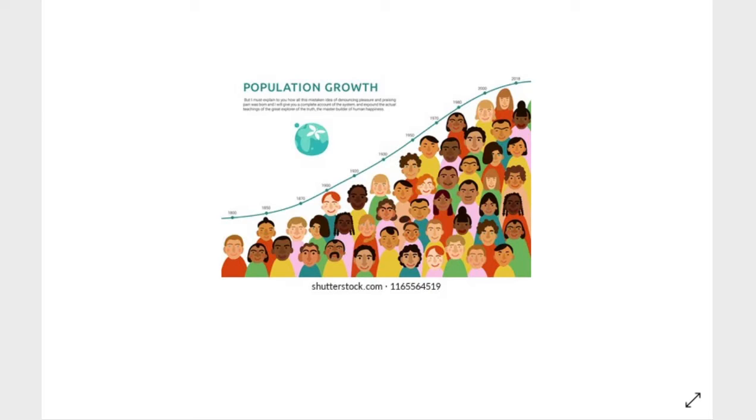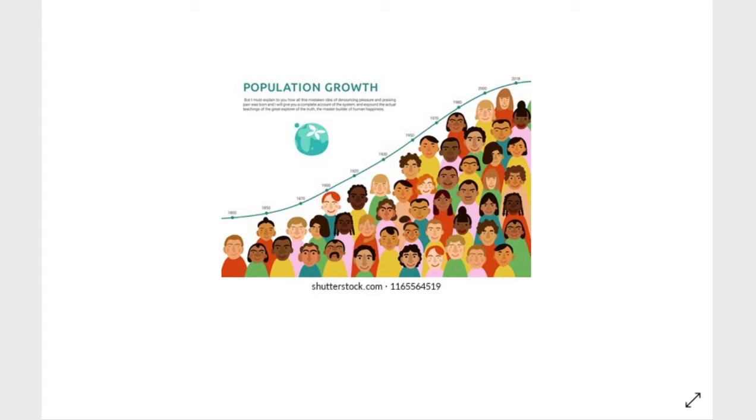Hello students, today we are going to study about the population growth. As you know already, in this chapter we have studied about the composition of the population and the density of population. Now the third topic of the chapter is the growth of the population. You know what is the growth?